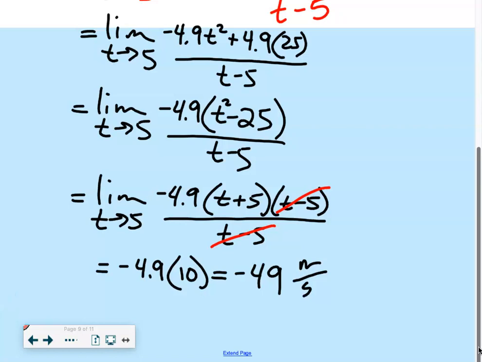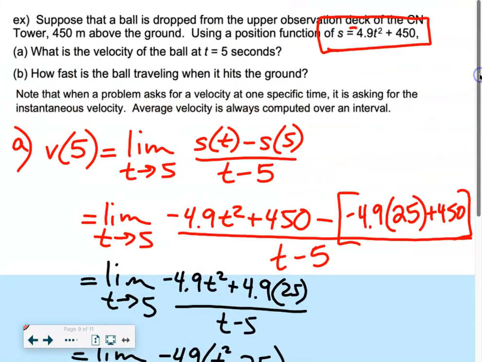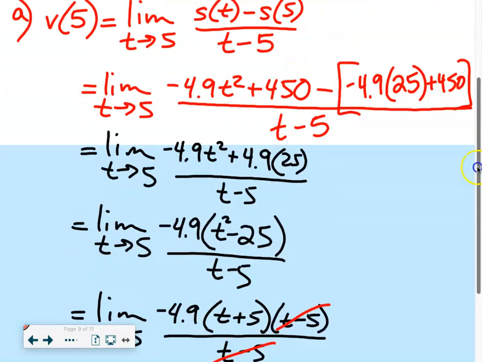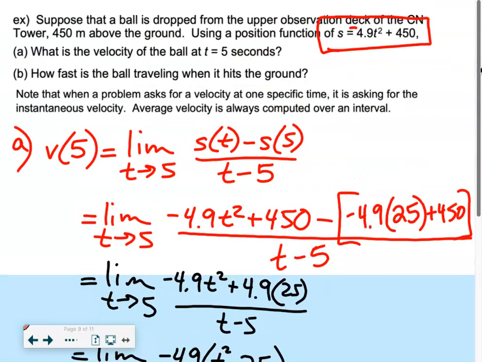Now we're going to do part B. We're not going to do the whole thing, but I'm going to give you a little tip on it, okay? Part A said, what's the velocity of the ball at t equals 5? Part B says, how fast is the ball traveling when it hits, by the way, does it make sense that our velocity was negative? Yes, because it's going down. Okay, good. So how fast is the ball traveling when it hits the ground?